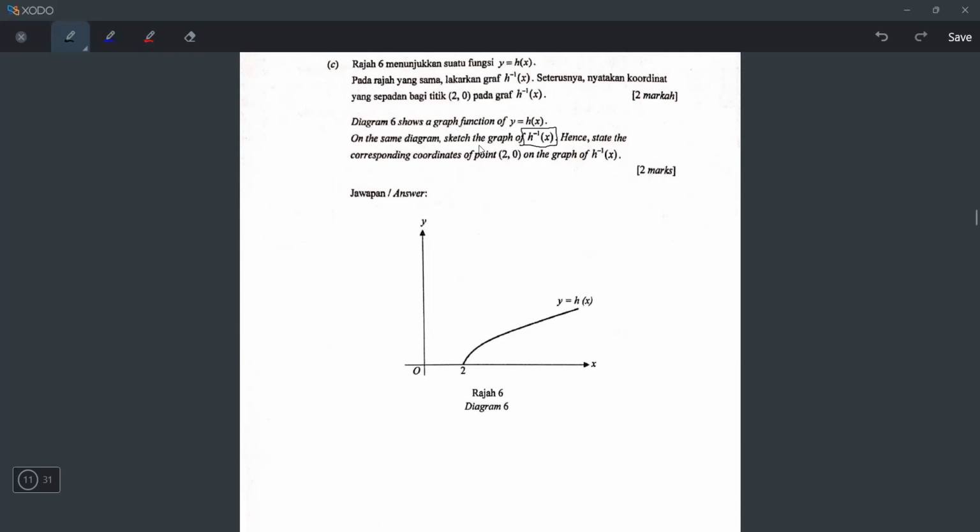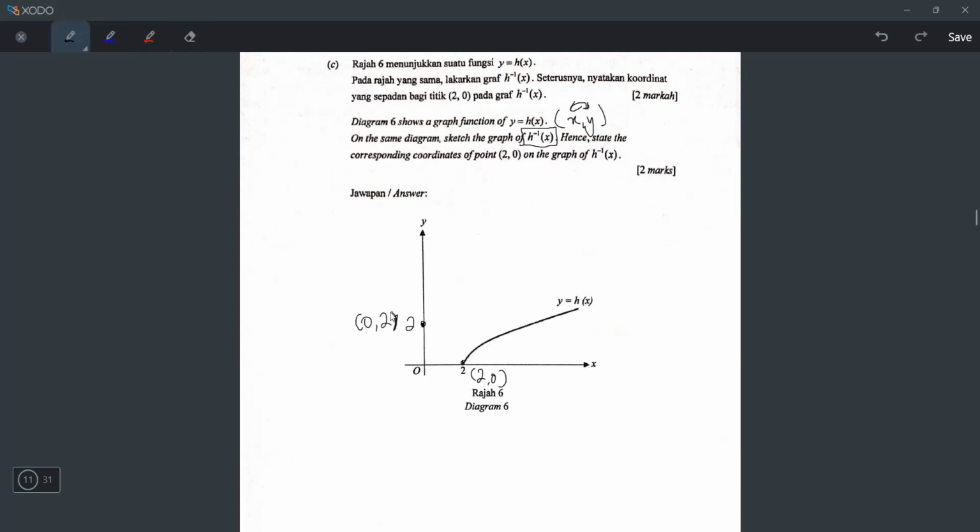Alright, so let's do it. How to sketch the graph of h inverse? I told you before already. When they want you to sketch h inverse, you have to terbalikkan the x and y coordinates. Can you see this coordinate is (0, 2)? But this is the graph for h(x). So when I sketch the h inverse, it becomes (2, 0). Sorry, this is (2, 0), and when you terbalikkan, it becomes (0, 2). So this is the new point.